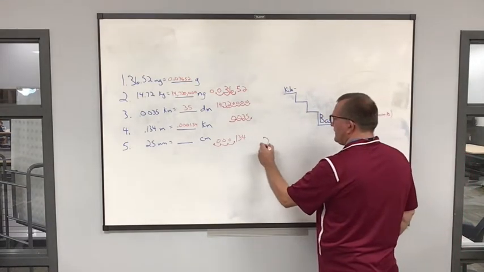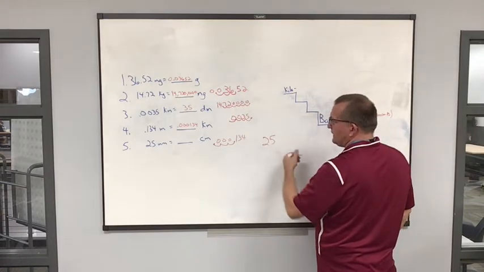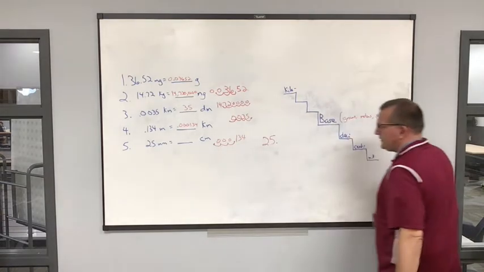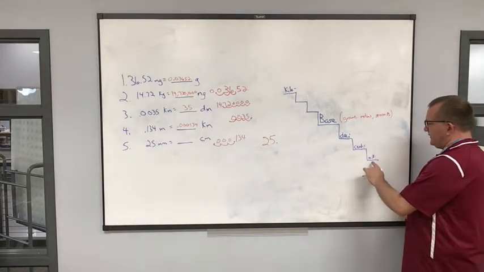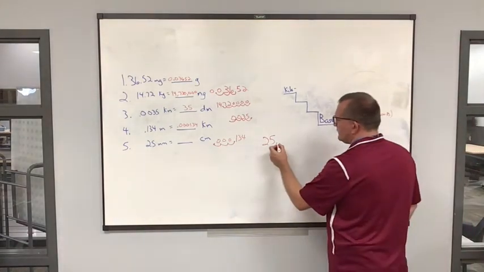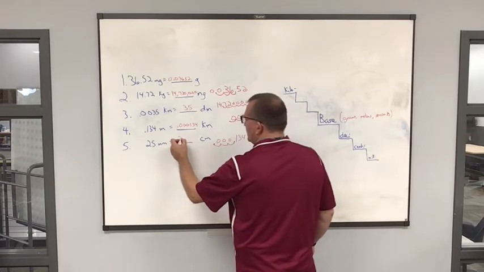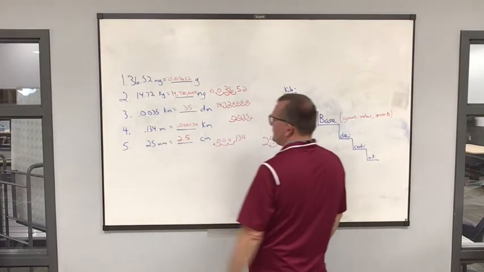And then we want to go from millimeters to centimeters. So I write down 25. If there isn't a decimal on the number, I know where it's going to be. It's going to show up here at the end. And I'm going to go from milli to centi, so I go 1 to the left. And my answer is 2.5 centimeters.